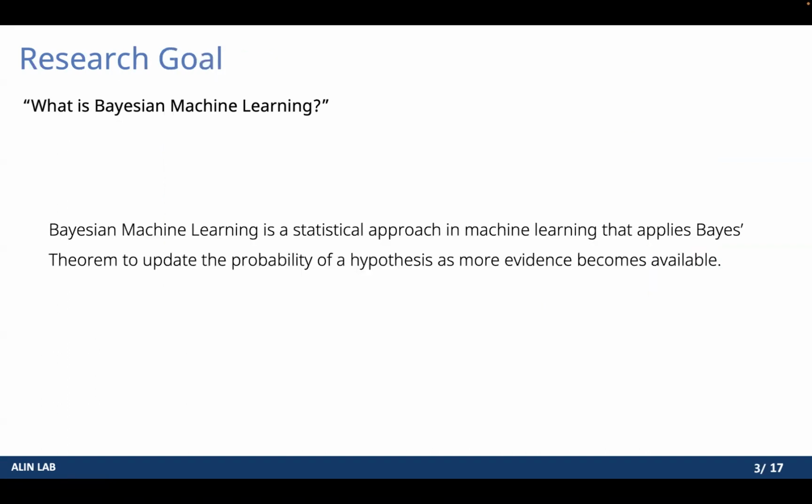Our research goal is to understand the concept of Bayesian machine learning. Then, what is Bayesian machine learning? Bayesian machine learning is a statistical approach in machine learning that applies Bayes' theorem to update the probability of a hypothesis as more evidence becomes available. It provides a framework for dealing with uncertainty in predictions.